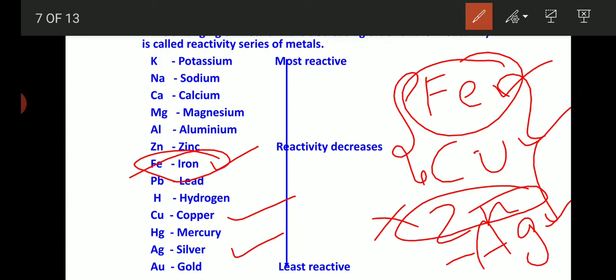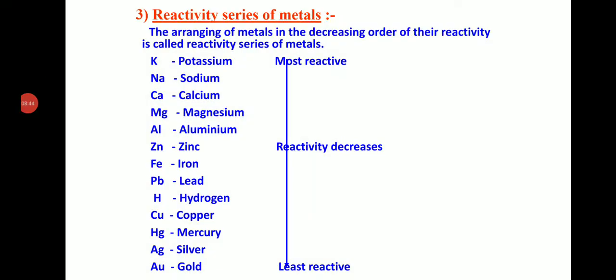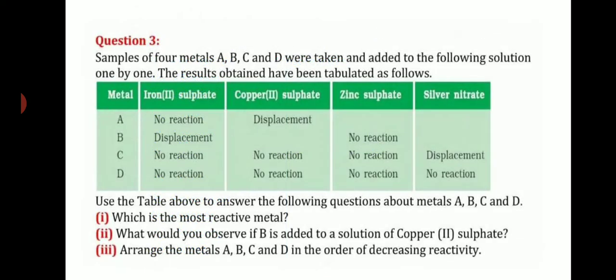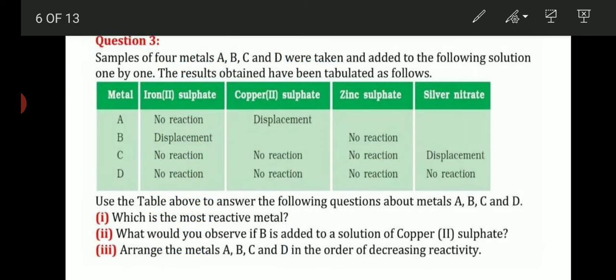Now go back to the question. So you can see the B displaces the iron from iron sulfate. That means iron is strong, right? Iron is most reactive, but metal B displaces iron from iron sulfate. Then which is the strongest metal here? It is B, no doubt in that. So B is the most reactive metal because it displaces iron from iron sulfate.